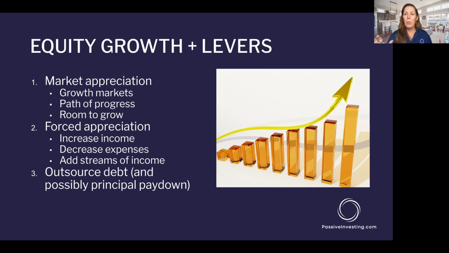Because when we start increasing the value of an asset through forced appreciation, the market can actually get worse on us over time. But because we're still increasing the income on the asset, either through NOI or expected gross income, we actually are still increasing the value of the asset in a downward market. Okay, that's why I really, really love projects that have some sort of element of forced appreciation to them.